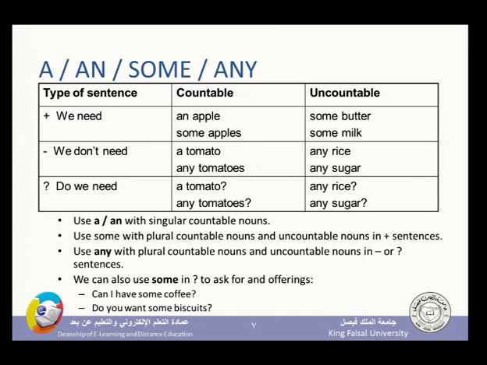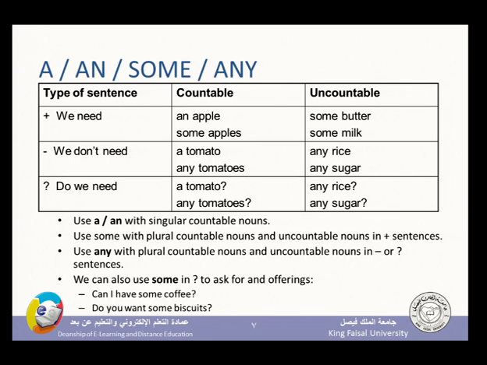We need an apple, some apples, some butter, some milk. With uncountable, some could be used. We don't need a tomato, any tomatoes, any rice, any sugar. What the author wants to tell is that any could be used with uncountable nouns. Any rice, any sugar.